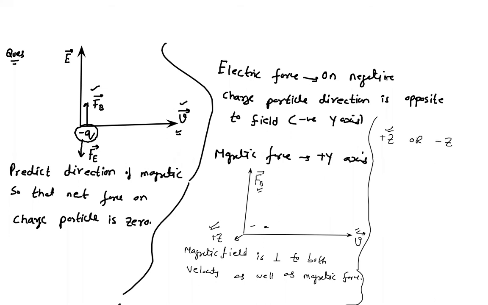Yes, sir. Better to use this, because you will need this concept in many conceptual problems. You should always remember that the magnetic field is perpendicular to both force as well as velocity. So you can decide that it's either along positive z-axis or along negative z-axis. Then you can apply the hit and trial method and conclude that it is along positive z-axis. So the correct answer is this: your magnetic field should be along positive z-axis.